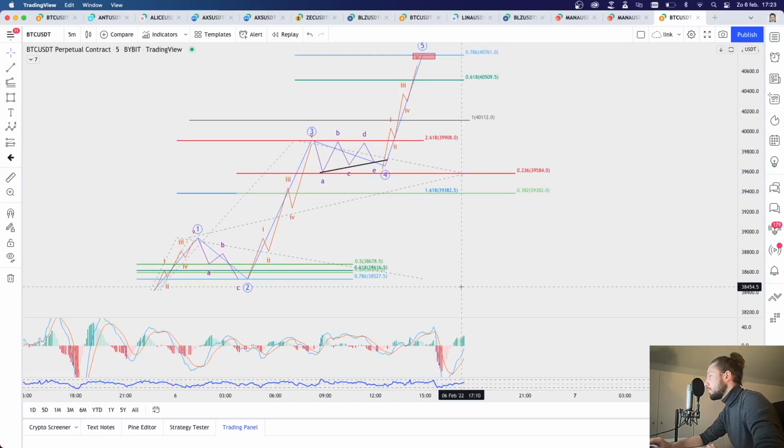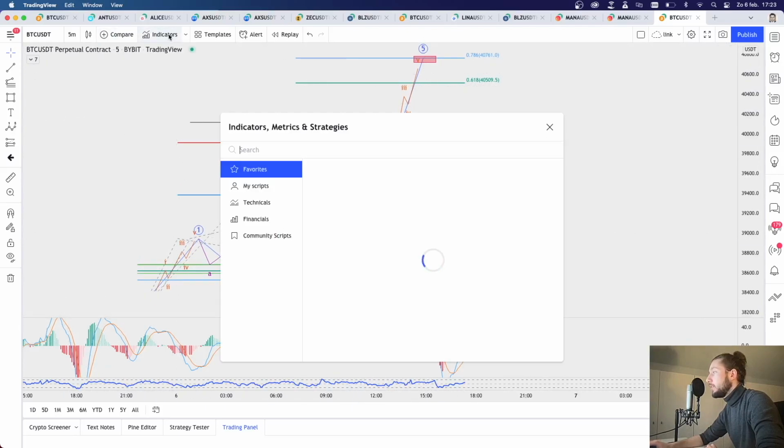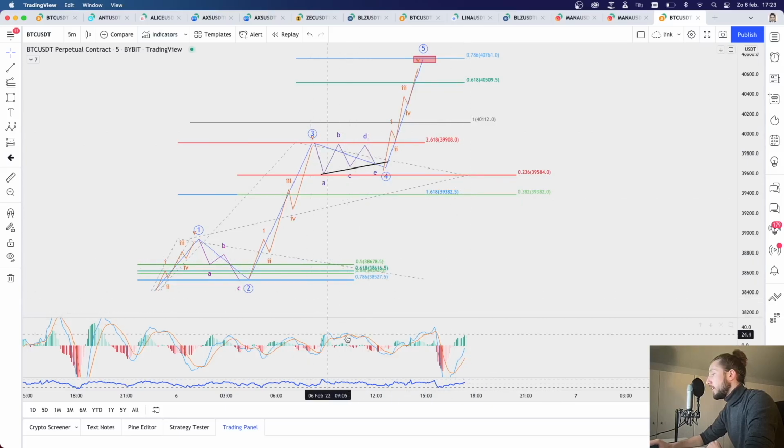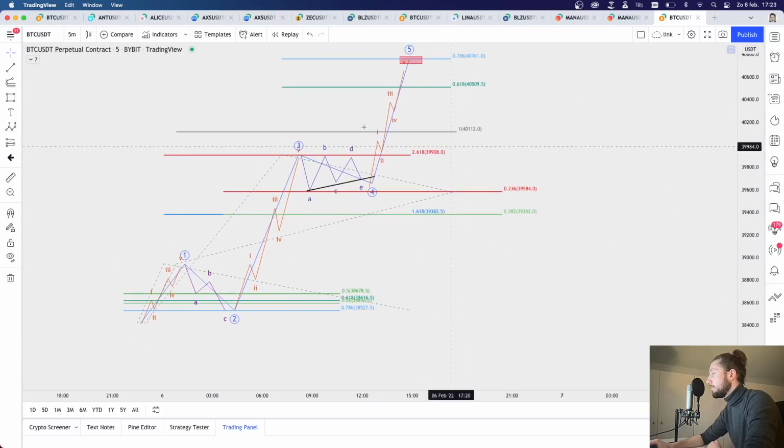So I also work with the MACD to measure where we are in the Elliott wave count. This is called the MACD. You can add it with your indicators: MACD, moving average convergence divergence. For now, this is not the correct MACD that belongs to this particular wave, but I'm going to show you how I'm using it.